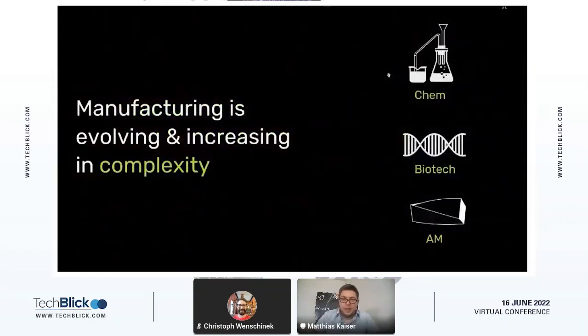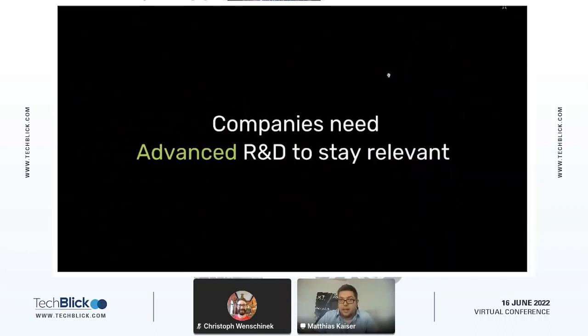When we look at different industries, for example, chemical industry, biotechnologies, additive manufacturing, and many others, the manufacturing methods, the materials, and everything around gets more and more complicated. That also means that R&D has to get more complicated, because companies have to stay relevant in their field, and that means they have to invest more time, more money in R&D, and of course deal also with much more complicated problems, much more complicated machines, and much more complicated materials.